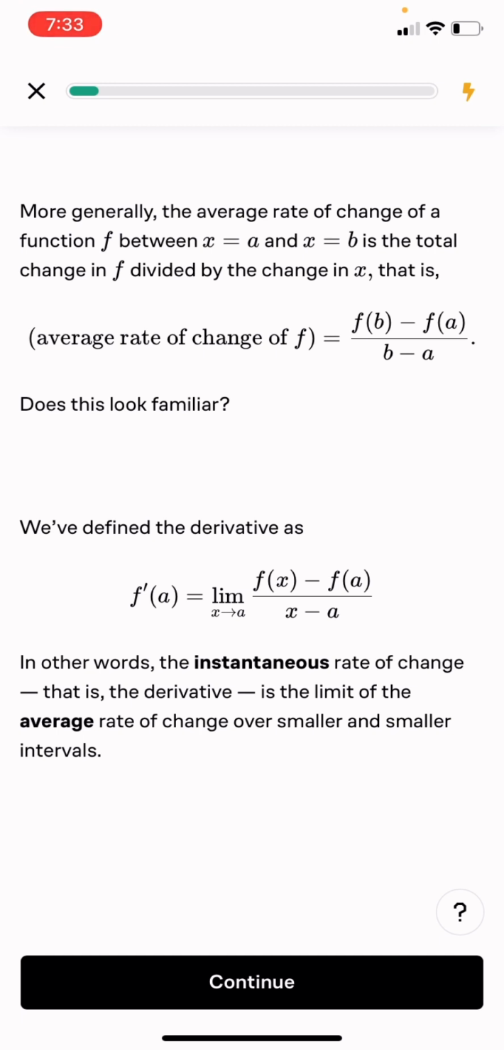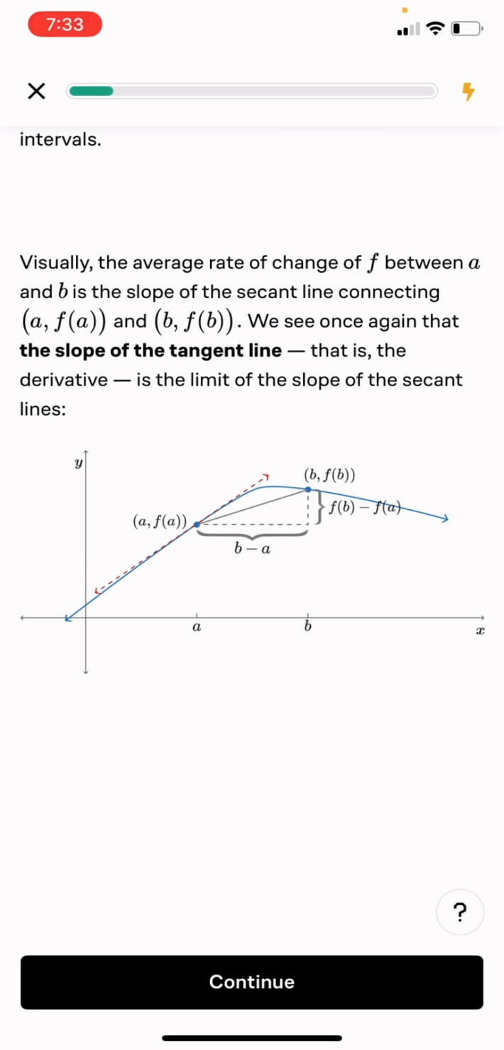So look in this equation. So b minus a, and it could also look like a triangle. Well, that's kind of what they're trying to show. That's b, f(b). It's f(b) minus f(a), and then b minus a.